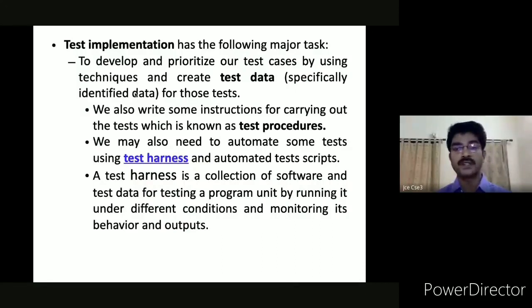We also write some instructions on carrying out tests, which are known as test procedures. So when you go for automation testing, we need to have the test procedures. We may also need to automate some tests using a test harness and automated test scripts. So what is a test harness? It's a collection of software and test data for testing a program unit. It is a bundle, a framework, a package, run under different conditions while monitoring its behavior and output. It consists of the required software, testware, and the various data we are going to consider for this.